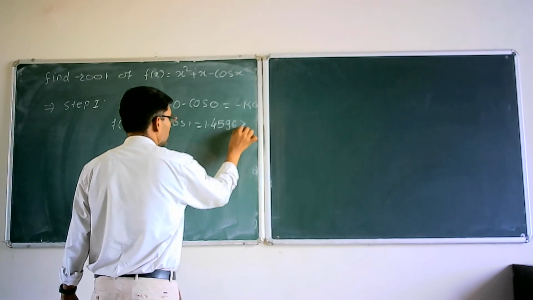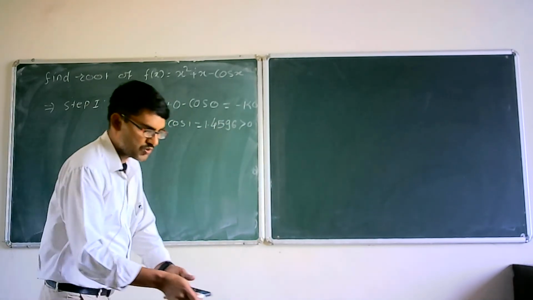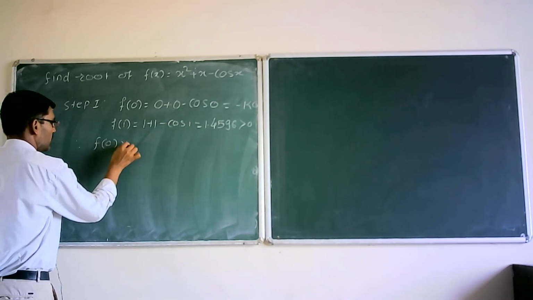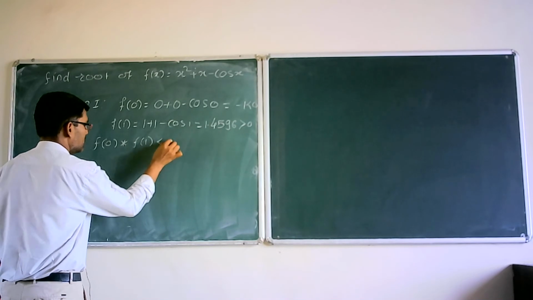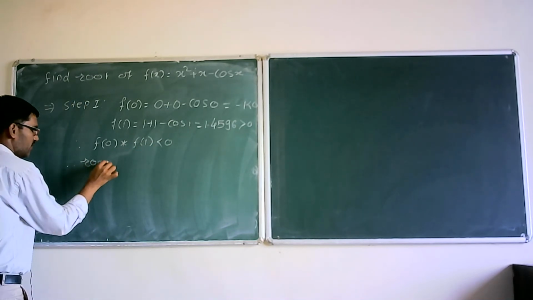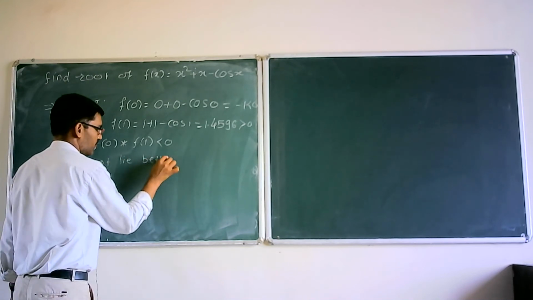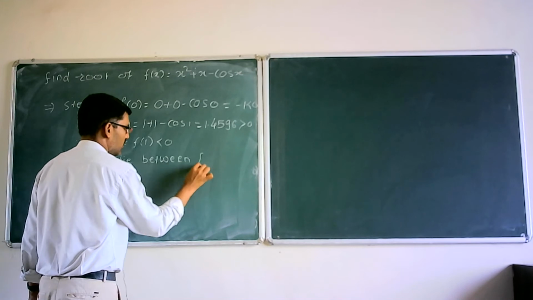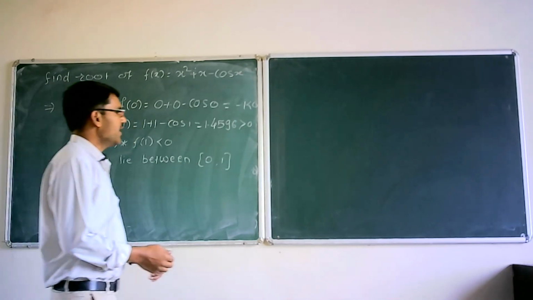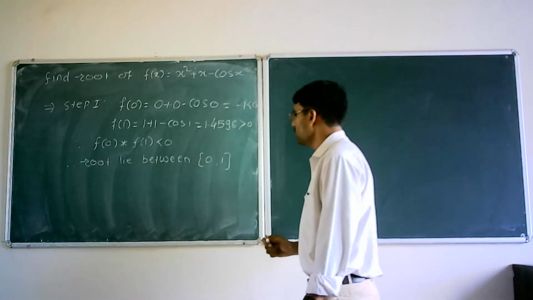Now if you observe, f of 1 is positive, f of 0 is negative. So the root lies between. Since f of 0 into f of 1 is less than 0, that is, they have opposite sign, and therefore the root lies in the closed interval 0 1.